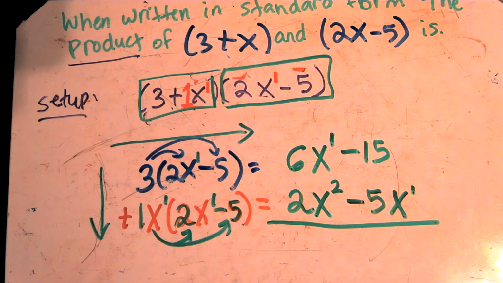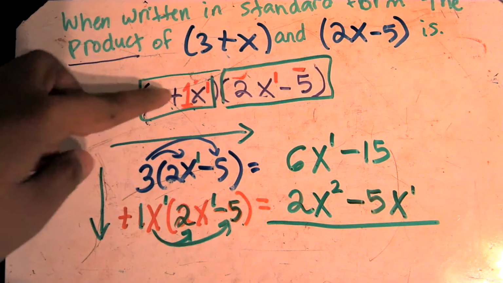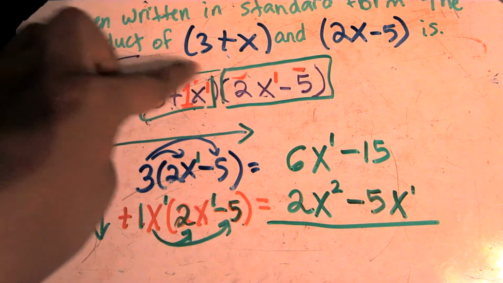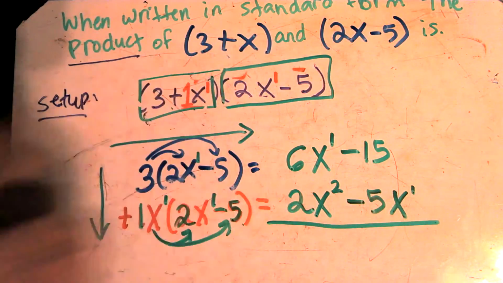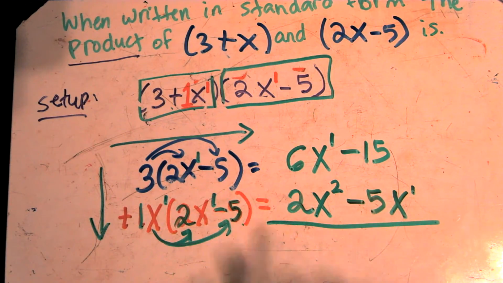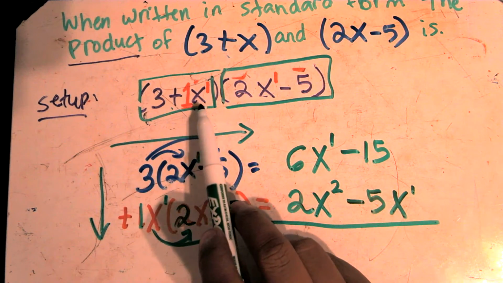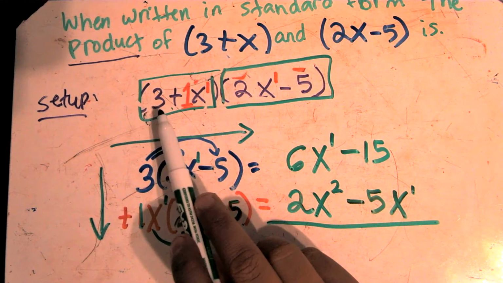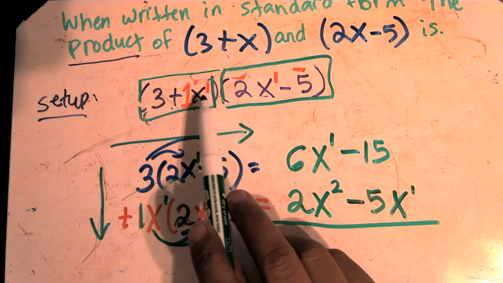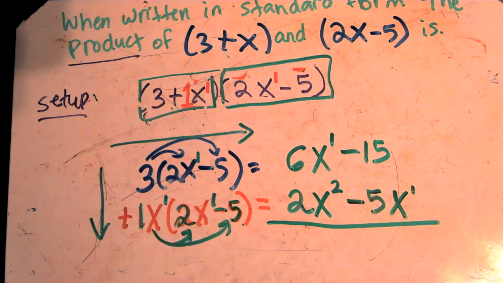Okay. Now, because I did it this way, notice that my original first polynomial wasn't in standard form. The 1x should be listed before the constant. The constant should always be the last number in an expression. It kind of caused this to go a little bit off.